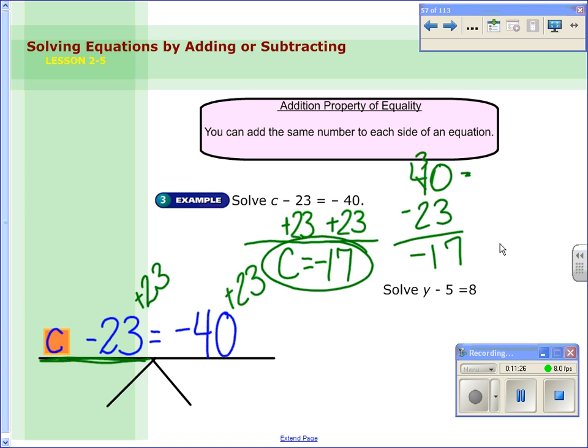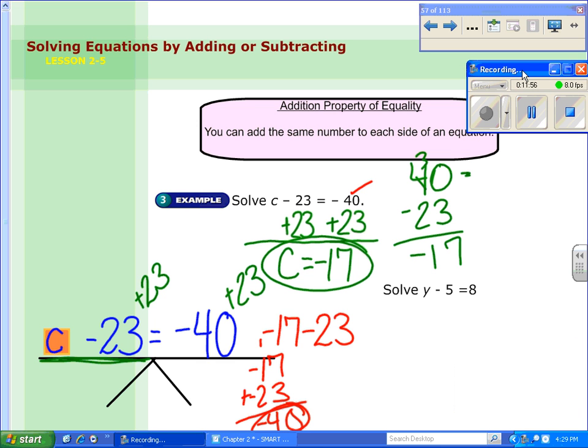There we go. And again, you could check this. Put negative 17 in for c and check it out. So if I have here negative 17 minus 23, well, they're both negative numbers. If they're both negative numbers, that means you add them together because it's just going to get more negative. So negative 17 plus another negative 23 is a negative 40. And that's what it's supposed to be. So that checks.